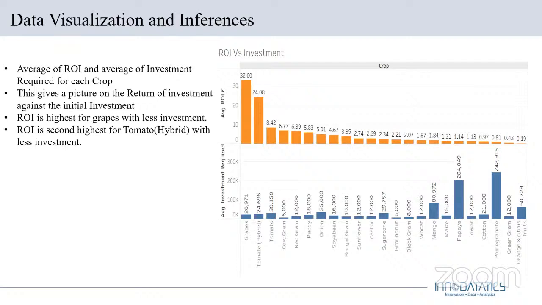Thank you. This bar graph showcases return on investment versus initial investment. Here we have considered the average of return on investment and the average of investment required for each crop. As we can see in the graph, the return on investment for grapes and tomato hybrid is highest as compared to other crops.